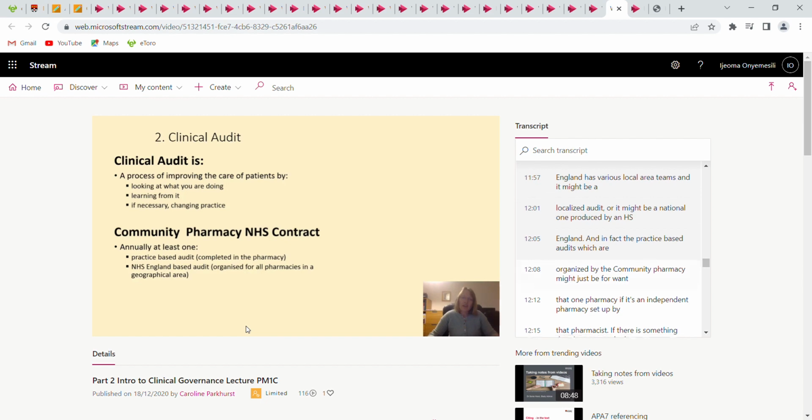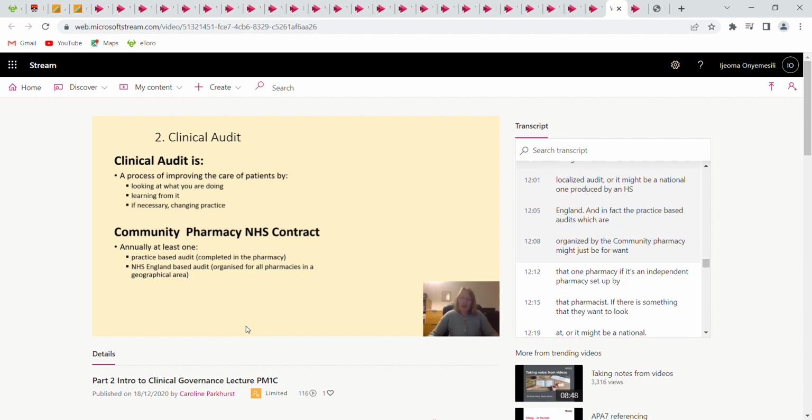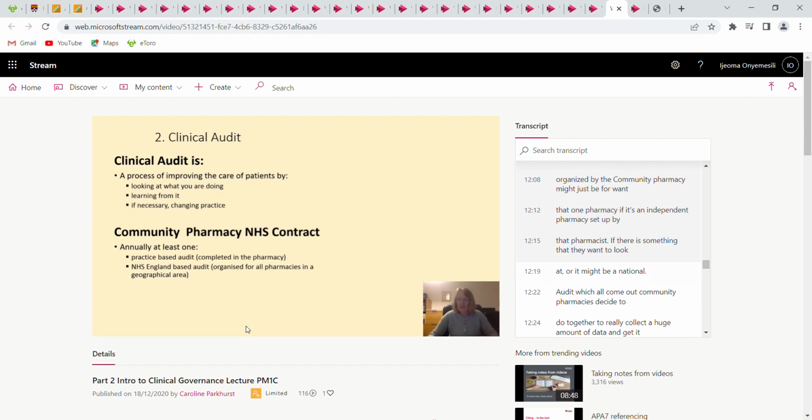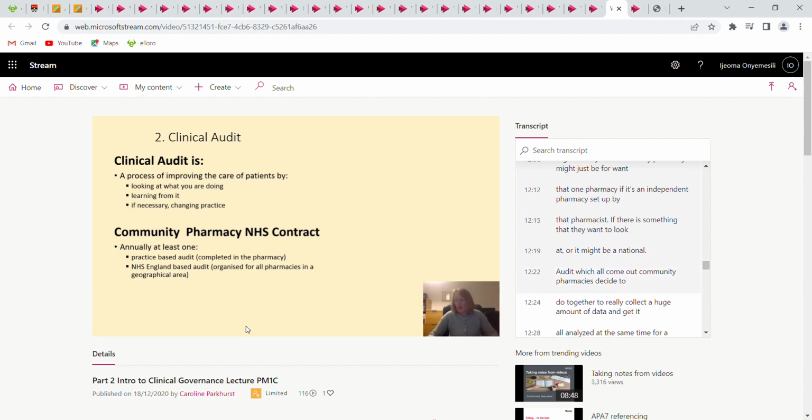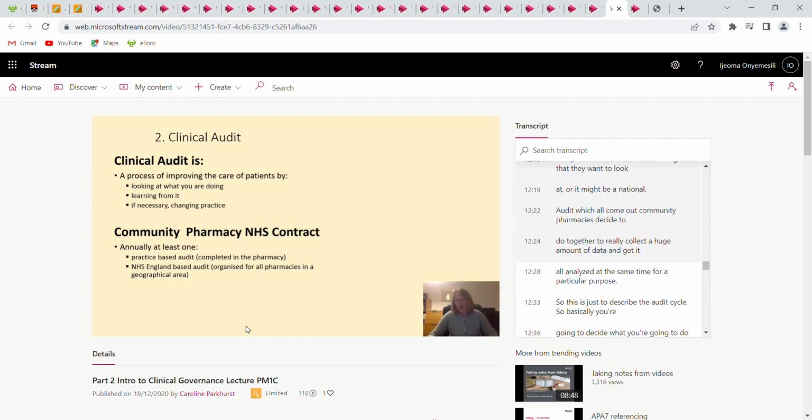And in fact the practice-based audits which are organised by the community pharmacy might just be for that one pharmacy, if it's an independent pharmacy set up by that pharmacist, if there is something that they want to look at, or it might be a national audit which all community pharmacies decide to do together to really collect a huge amount of data and get it all analysed at the same time for a particular purpose.